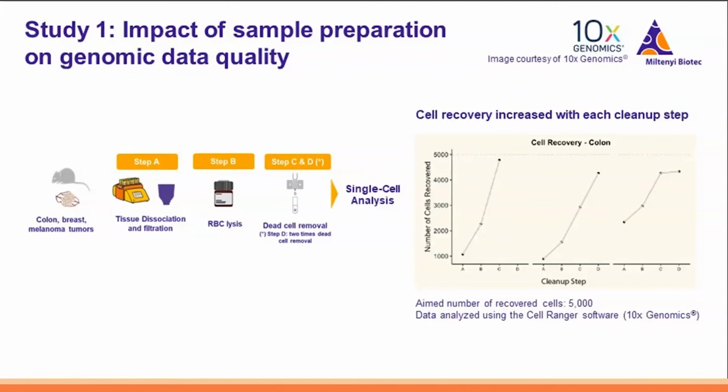From our single cell analysis, we evaluated different parameters to check the quality of the data that we got. And just to show you one of these parameters, if we have a look at the cell recovery after all the cleanup steps, in this case for the example of the colon tumors, for which we aimed to recover 5,000 cells, you can see how well the cell recovery increased after all the cleanup steps. So we were able to reach our goal of recovering cells.